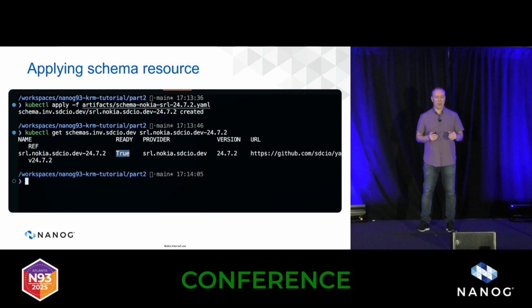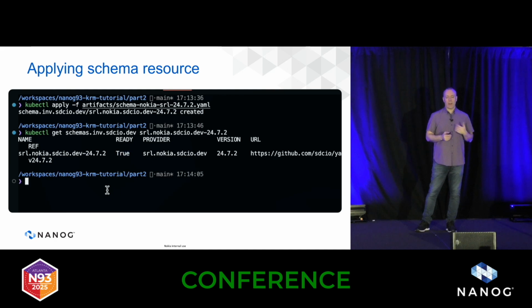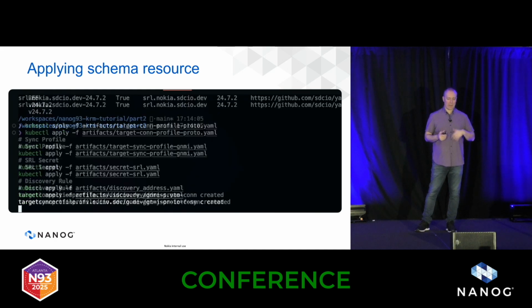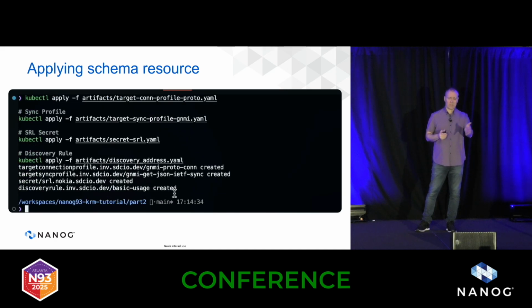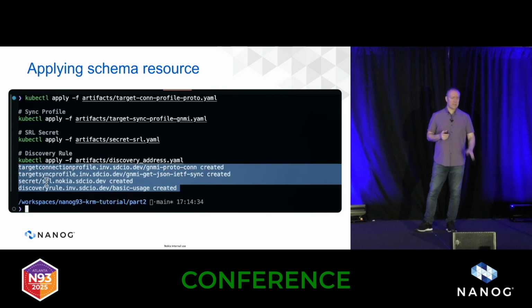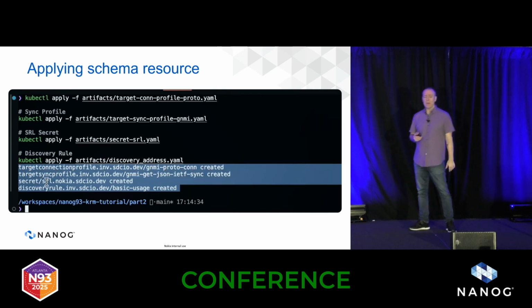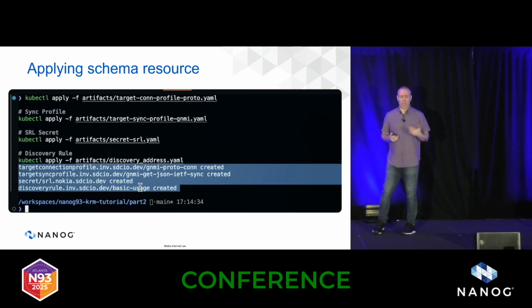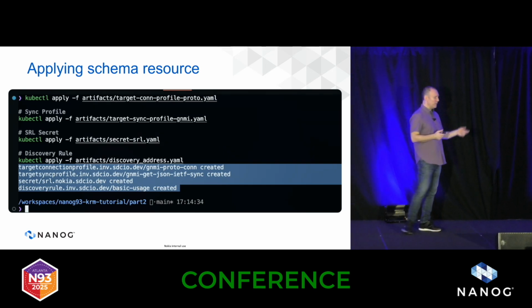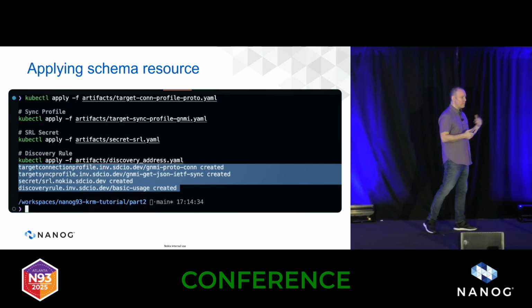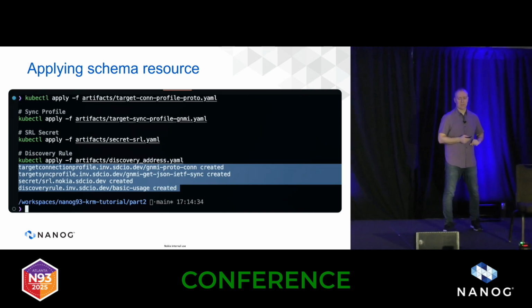As soon as you see that it's ready, you can start now creating the discovery rules and the profiles and the secret. And what I'm going to do right now is start adding that information I just created. It's the same information that I showed on the previous slide. And then as soon as it's created, the system is going to go and discover the devices, and it's going to bring me information of those devices.